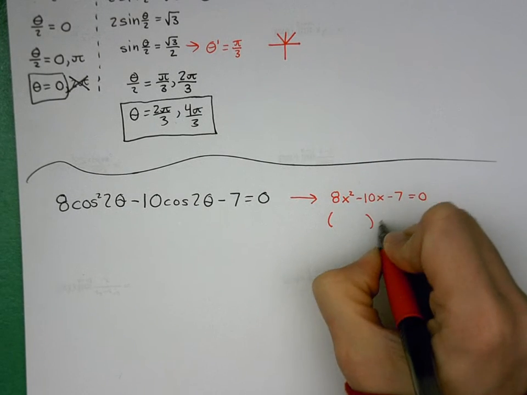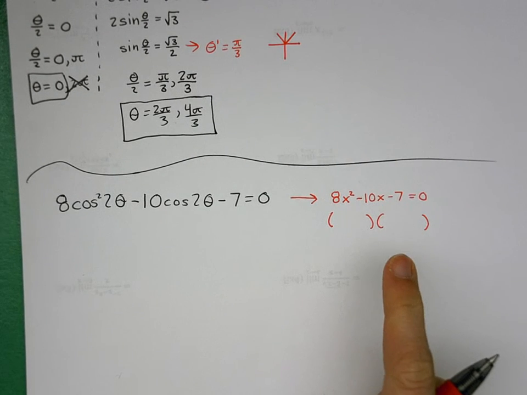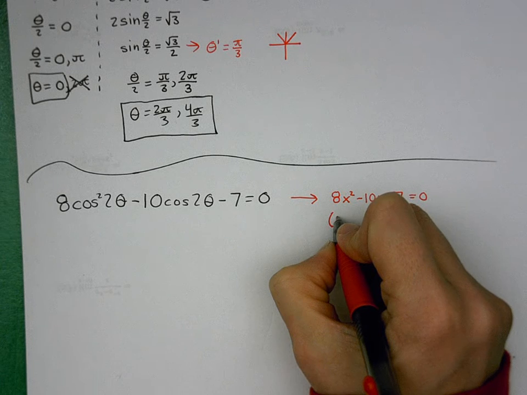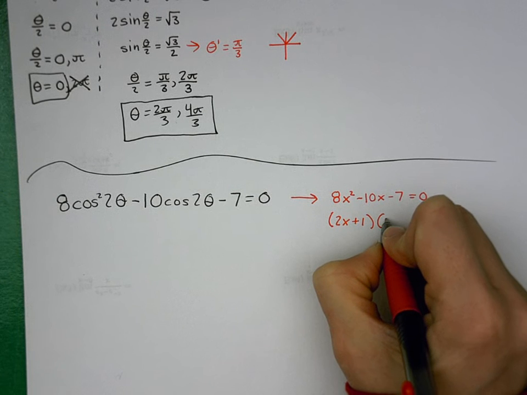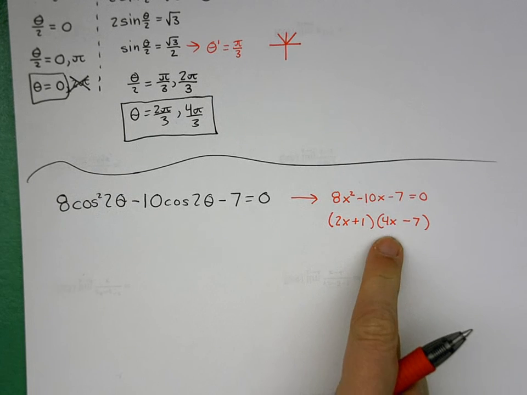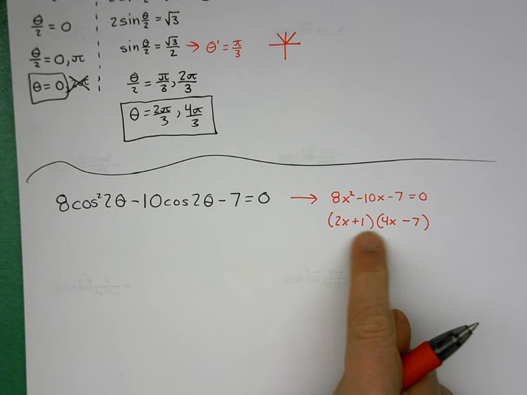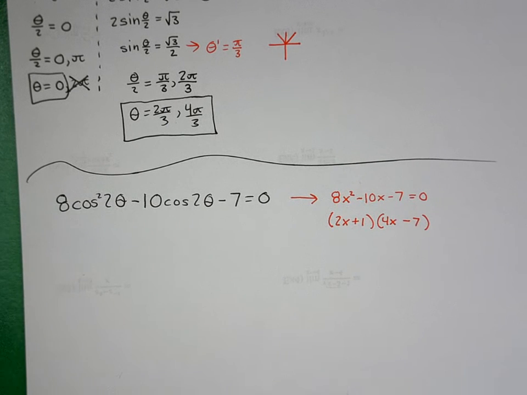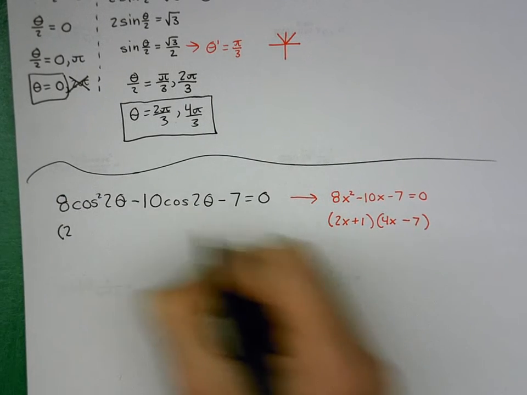We're looking for two things that multiply to negative 56 and add to negative 10. Those are negative 14 and 4. So if we broke this up as our negative 14 and 4, we would have 2x plus 1 and 4x minus 7, and then it's good to always double check. 2x times 4x is 8x squared. 2x times negative 7 is negative 14x. 1 times 4x is 4x, making negative 10x. And 1 times negative 7 is negative 7. Then we can copy this factor over here, plugging cosine 2 theta back in for x.